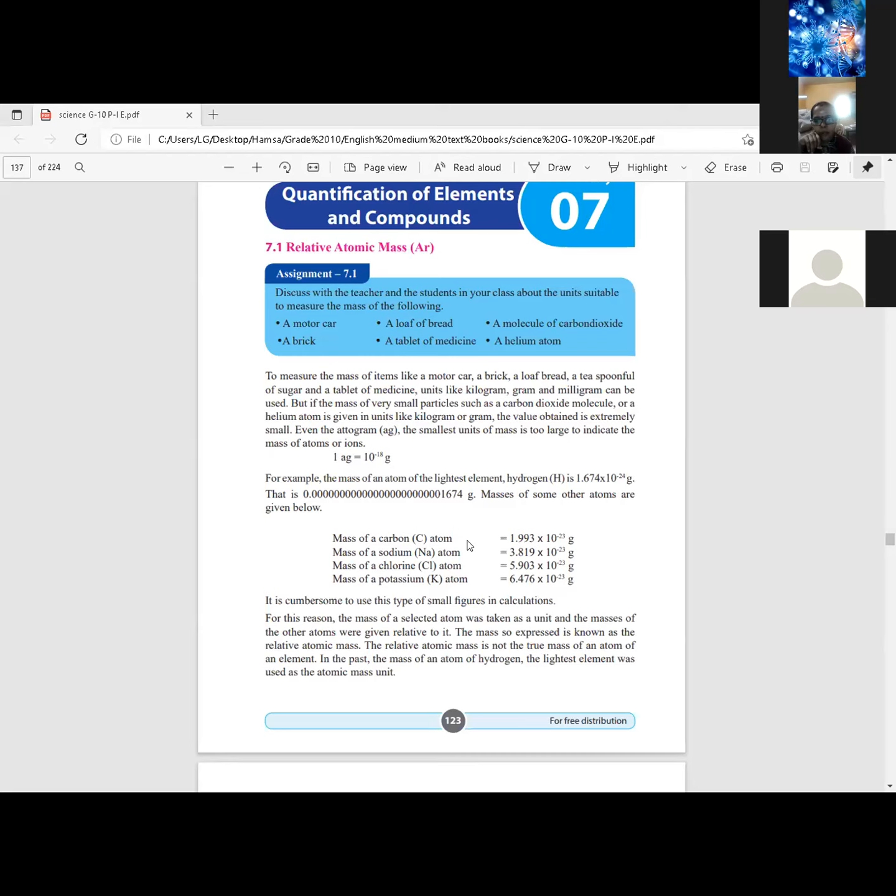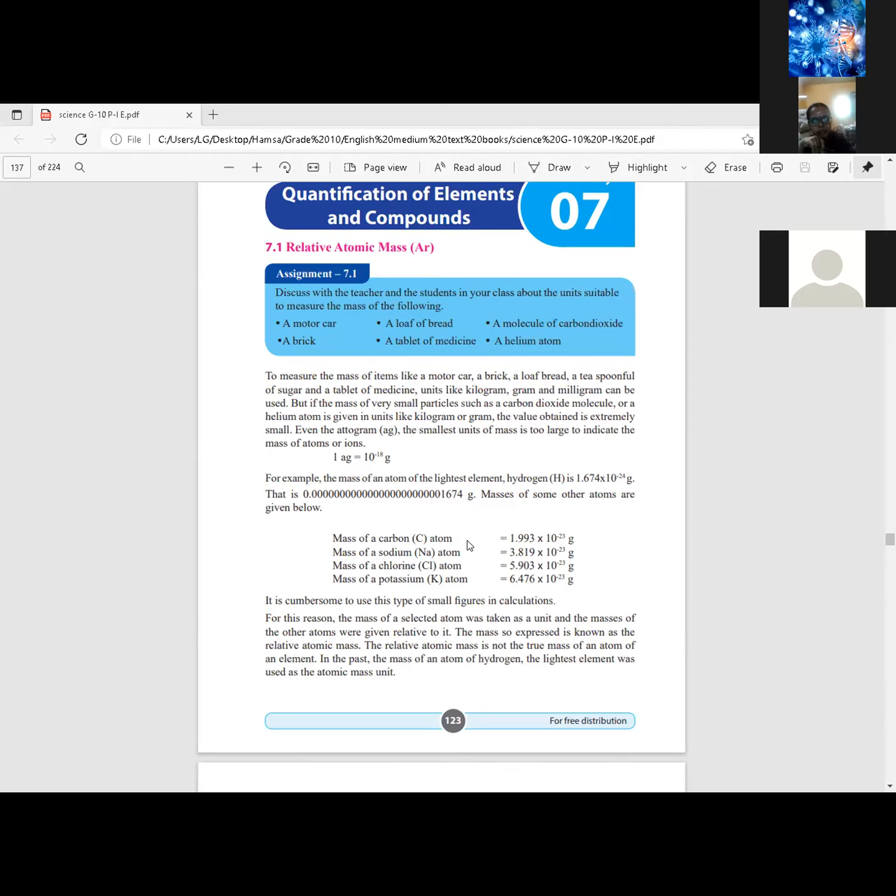No need to memorize. When you write 10 to the power minus 24, there will be 23 zeros in front of 1, am I correct? Count it and see. There should be 23 zeros. Yes, miss, 23.